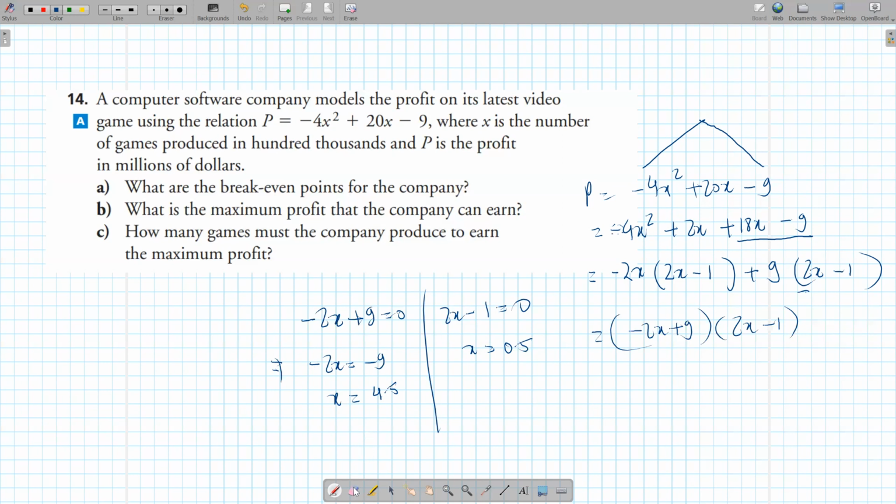Now let's graph it. Actually, they want the maximum profit. That means they also want the vertex. To find the vertex, what do we do if you remember? You want to find the midpoint, okay? Whenever you see the word maximum or minimum, step 1, just find the midpoint of the 2 x-intercepts. So the midpoint is you just add them up and divide by 2. So 4.5 plus 0.5 over 2, that will be 2.5.